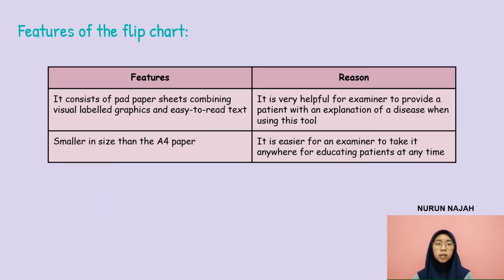So for the features of the tool, basically we want to know what the flip chart looks like. First, it consists of pad paper sheets combining visual label graphics and easy-to-read text. It is very helpful for the examiner to provide a patient with an explanation of a disease when using this tool. Second, the size of the flip chart is smaller than A4 paper, so it is easier for the examiner to take it anywhere for educating the patient at any time.